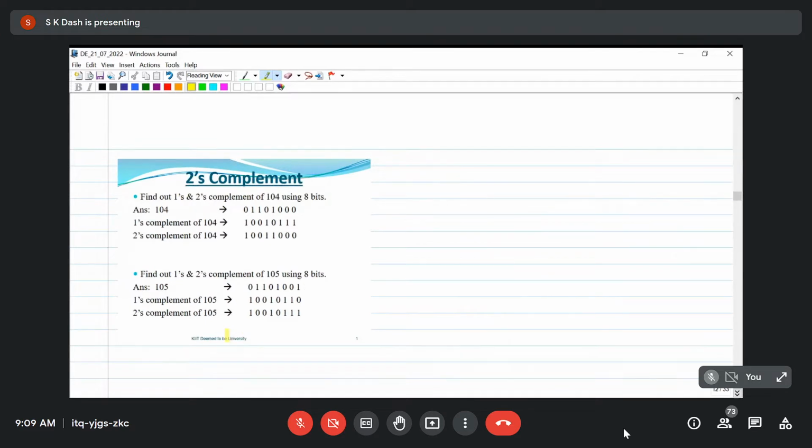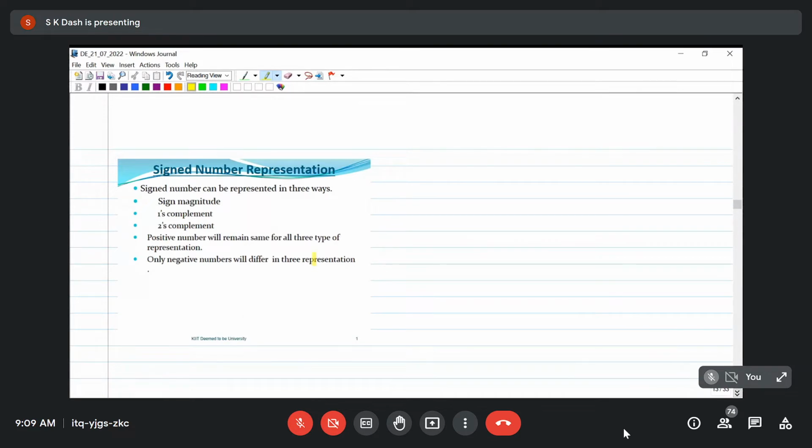So in this way you can find out one's complement and two's complement of any number. Also we see these two examples. Okay. So we have done up to this much in the last class. Today we'll go for the signed number representation, how to represent the signed numbers. Basically we'll try to represent both positive numbers and negative numbers.